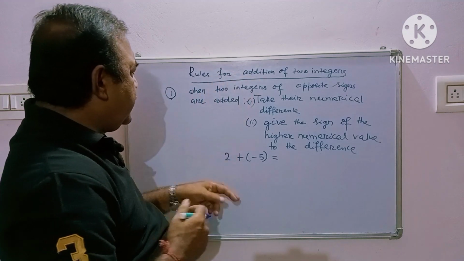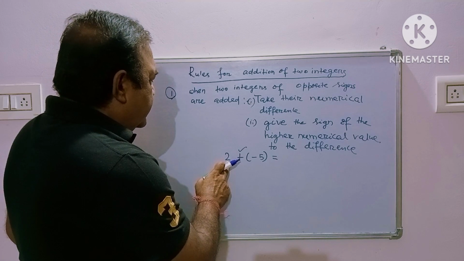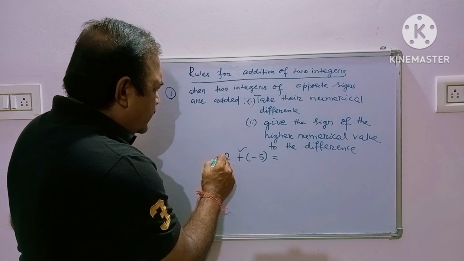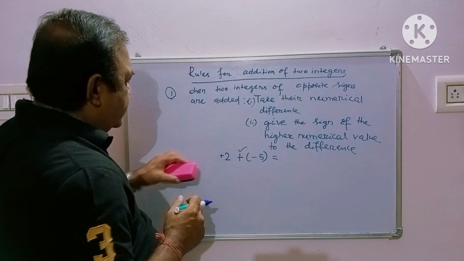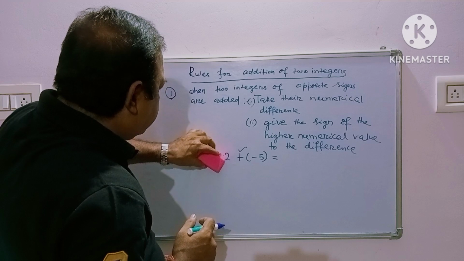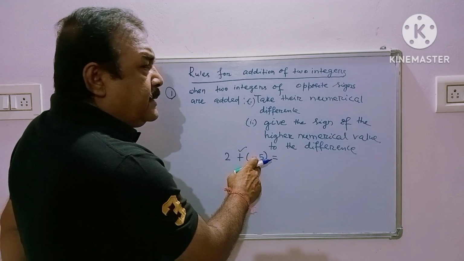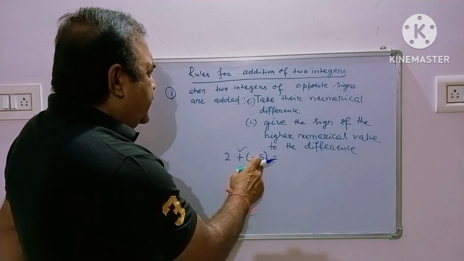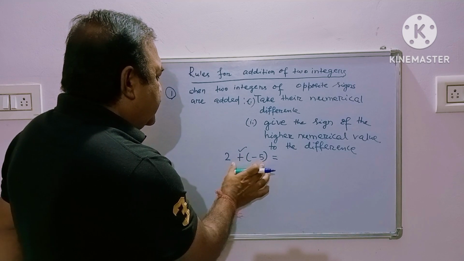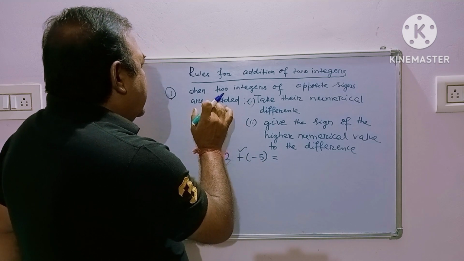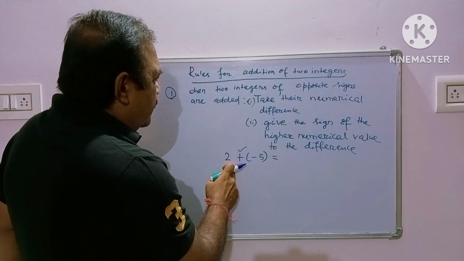So rules for addition, you see, this is the sign for addition, and we will have to add. 2 is an integer, it is a positive integer. Here it is a plus sign, but it is not written initially, so I erase it. It is a positive integer, and here it is minus 5. That means it is a negative integer. Just we are adding. So the rule for addition of two integers: when two integers of opposite signs are added, what will you do?